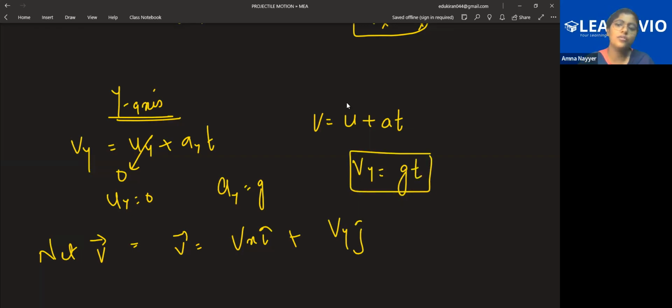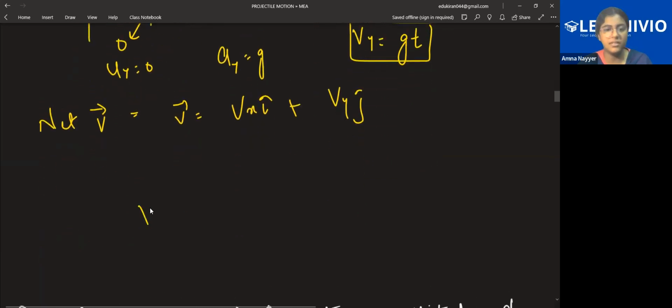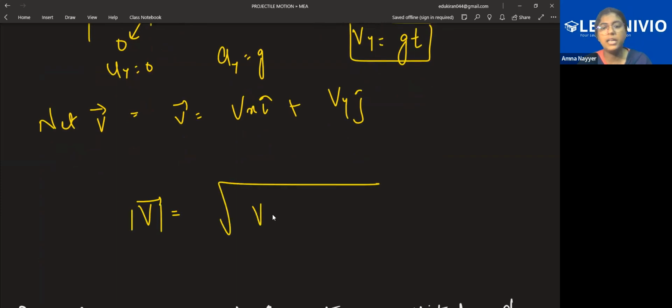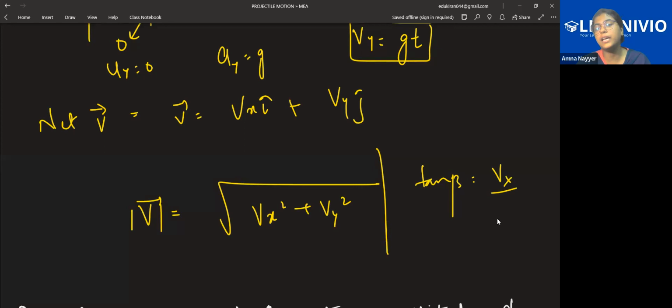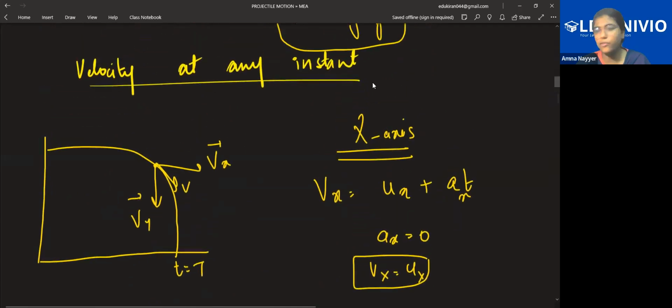So when you are calculating the net velocity, it is the vector sum of Vx and Vy. When you are calculating the magnitude, it will be simply under root Vx square plus Vy square. And when you are calculating the direction, tan beta will be simply Vy by Vx. That's what you have to remember. We'll see one question to start writing from here, class.